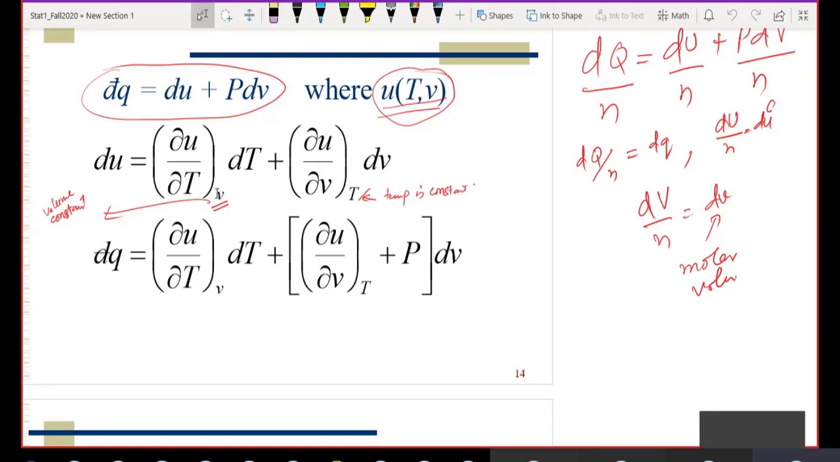And because now you have partial u over partial v, you have to put the value from your first law of thermodynamics. So I define this equation as equation 1 here. Okay.